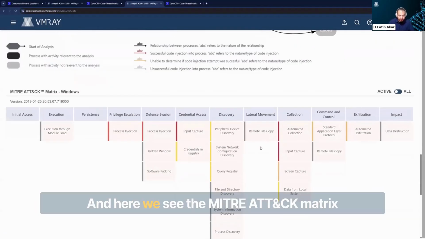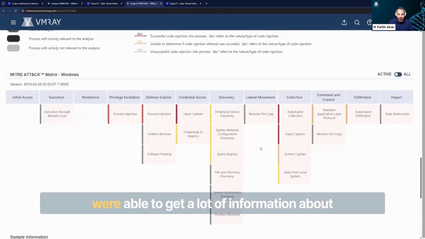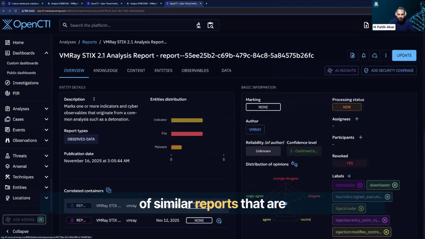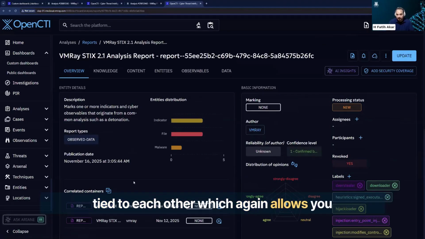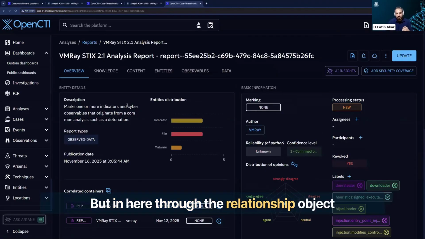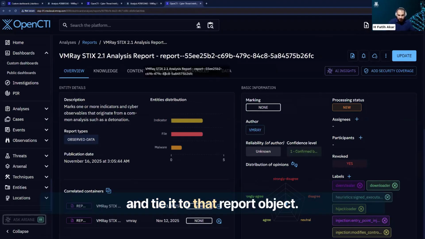And here we see the MITRE ATT&CK matrix light up like a Christmas tree, where we were able to get a lot of information about the malware family in a couple of minutes. And of course, having all of this data in a different format, again, has a lot of value. And in here, we have a couple of similar reports that are tied to each other, which again allows you to have a pivoting capability. But in here, through the relationship object, we tie the indicators that we've observed in that analysis in the VMRay platform to that report object.